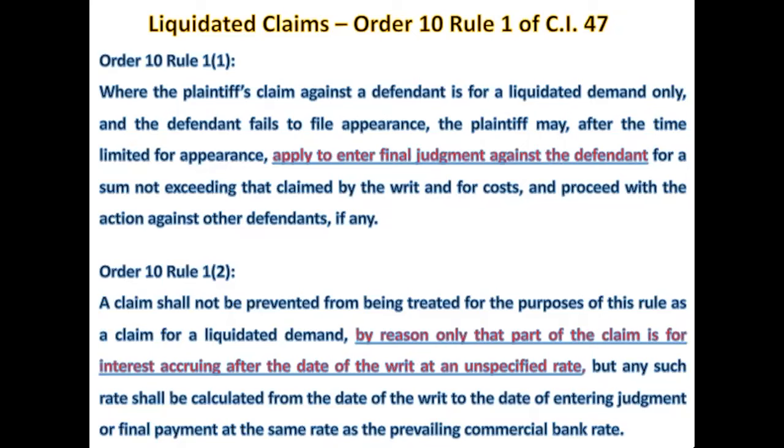Now, if you look at Order 10 Rule 1 Sub Rule 2, it says that a claim shall not be prevented from being treated for the purposes of this rule as a claim for a liquidated demand, by reason only that part of the claim is for interests accruing after the date of the writ at an unspecified rate. But any such rate shall be calculated from the date of the writ to the date of entering judgment or final payment at the same rate as the prevailing commercial bank rate. In other words, telling you that the mere fact that I'm taking 50,000 Ghana cedis and I'm also taking interest on that amount at an unspecified rate, that will not make it an unliquidated claim. It will still be a liquidated demand. And we shall use the prevailing commercial bank rate to calculate the interest.